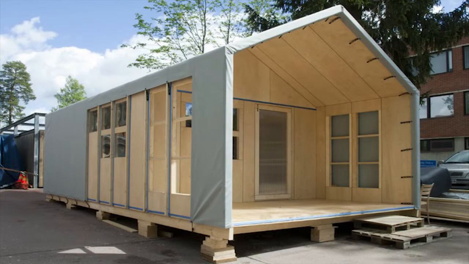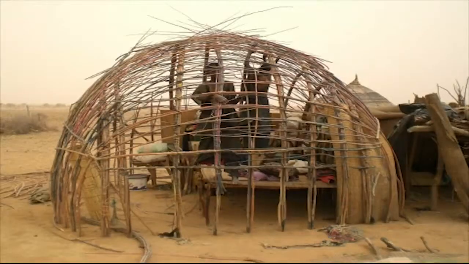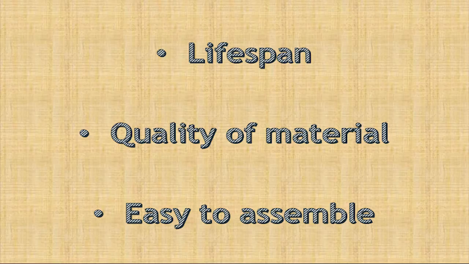There are different types of disaster shelters, like emergency shelters, in the form of tents for example, and transitional shelters, which can be made out of a vast variety of materials like timber, bamboo, plastic, steel, and so on. The difference between these is mainly their lifespan, the quality of the material that has been used, and of course, how fast and easy it can be built.